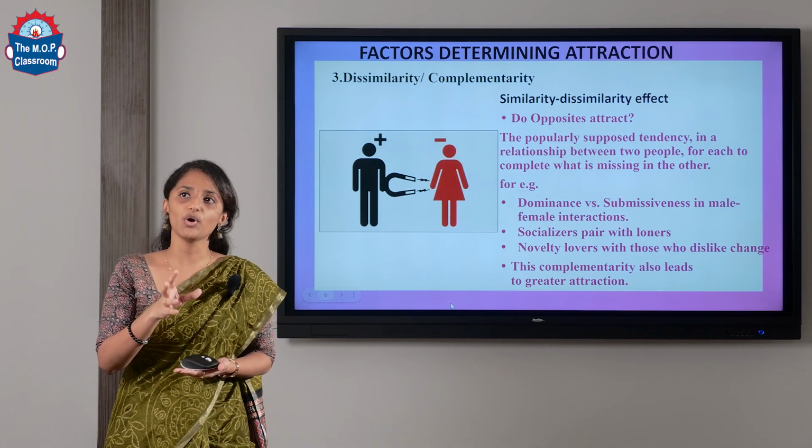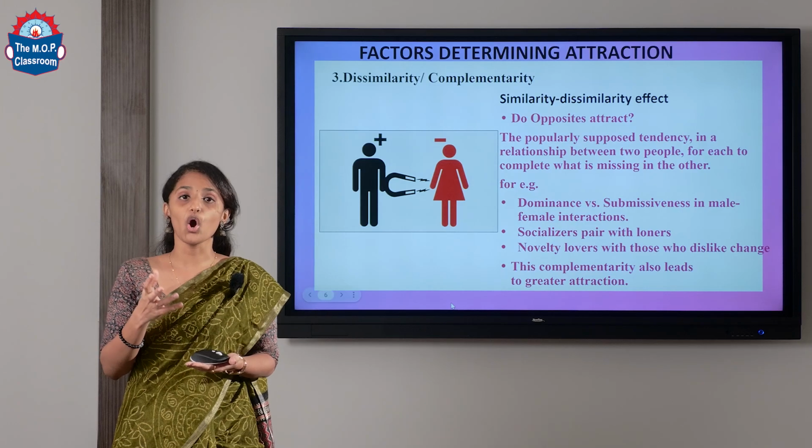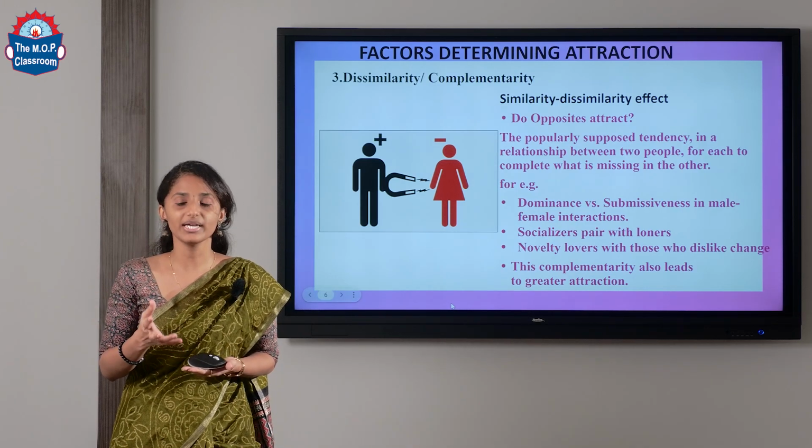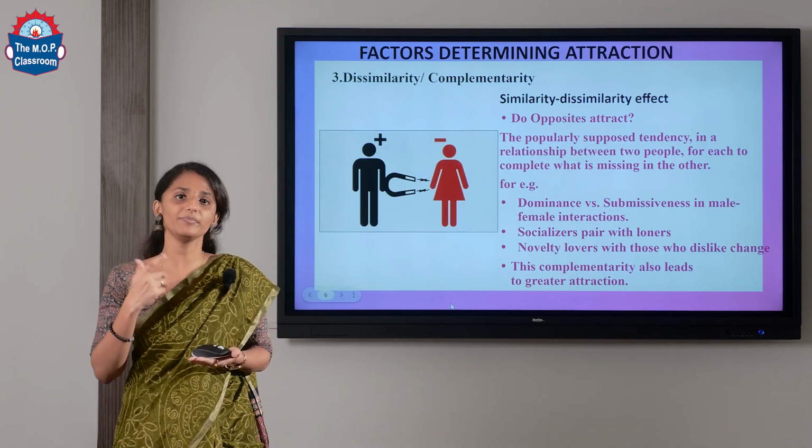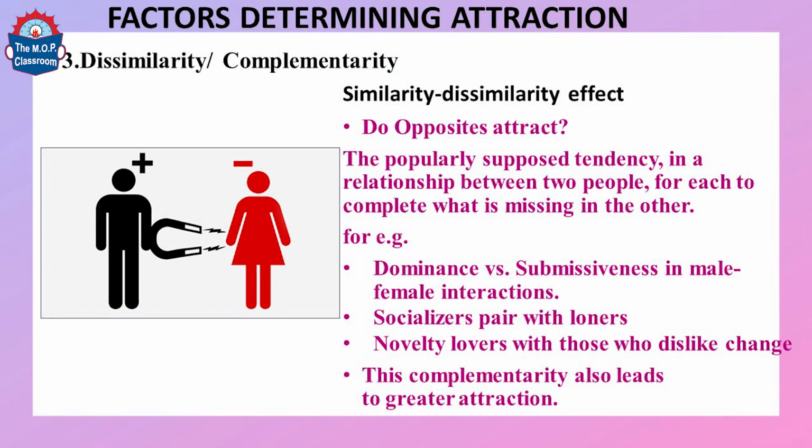The next is, when there is similarity, the other end is dissimilarity. There is a popular belief that even opposites attract. This is called dissimilarity or complementarity. Here, there is a tendency in a relationship between two people that sometimes they complement each other. The missing parts are complemented.